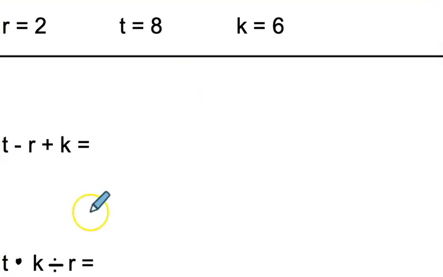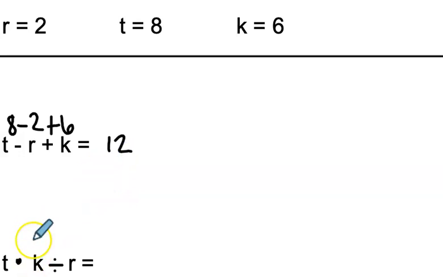Okay. Now it's important to remember our order of operations. With addition and subtraction, we just go from left to right. So this is going to be 8 minus 2, which is 6, plus 6. So that's 12. Sometimes it can help you to rewrite it. t times k divided by r. So again, we just work left to right. I have 8 times 6, which is 48. 48 divided by 2 is 24.